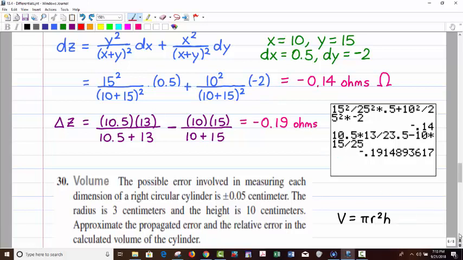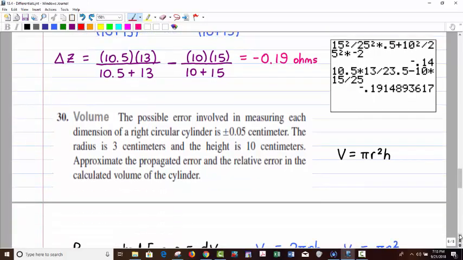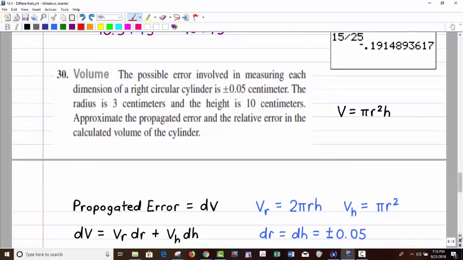All right, let's look at a measurement error problem here. The possible error involved in measuring each dimension of a right circular cylinder is plus and minus 0.05 centimeters. The radius is 3 and the height is 10. Approximate the propagated error and the relative error in the calculated volume of the cylinder.